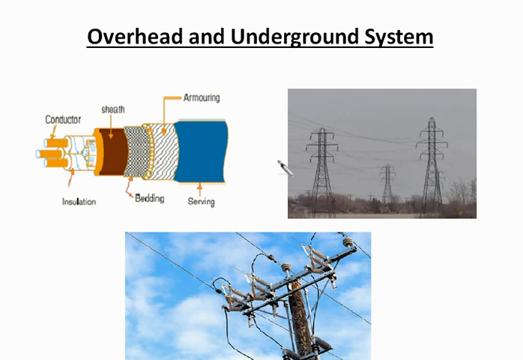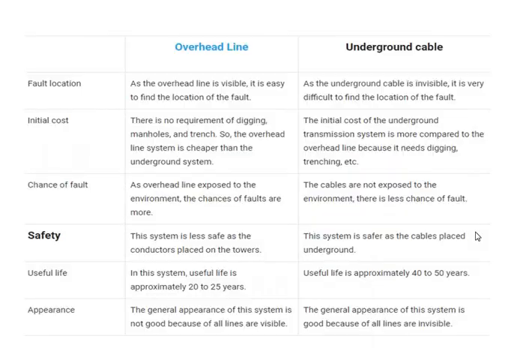So moving forward, we can discuss the difference between overhead and underground systems and on which factors it depends. On the left hand side, you can see many different factors on which the overhead as well as underground system depends. Depending upon the fault location, in case of an overhead line, the fault location is easily available because the overhead line is easily visible.